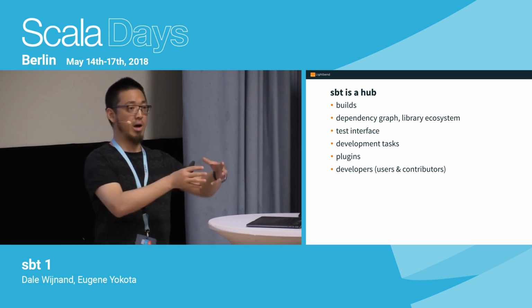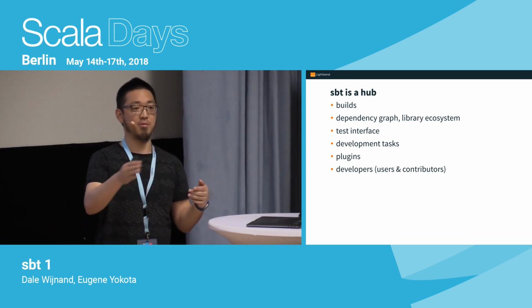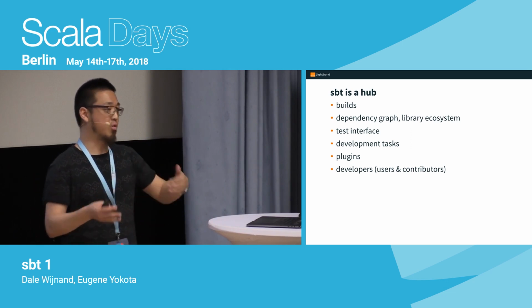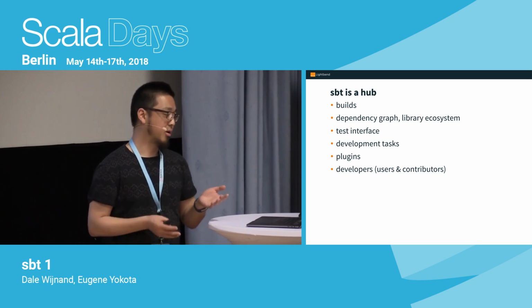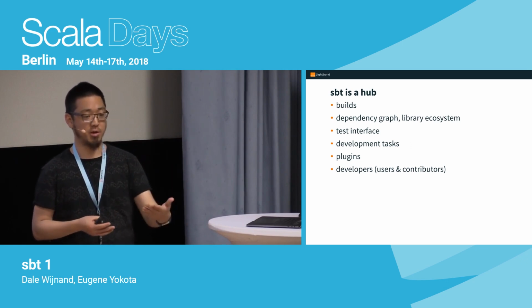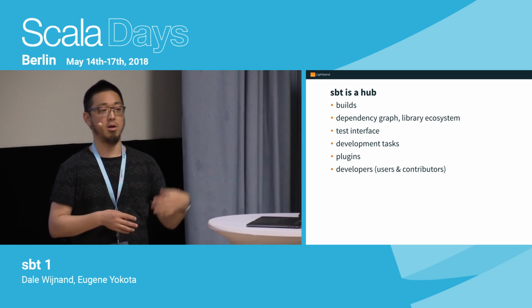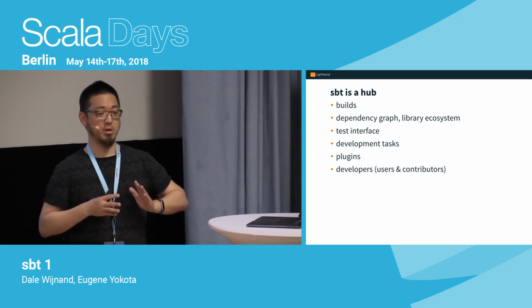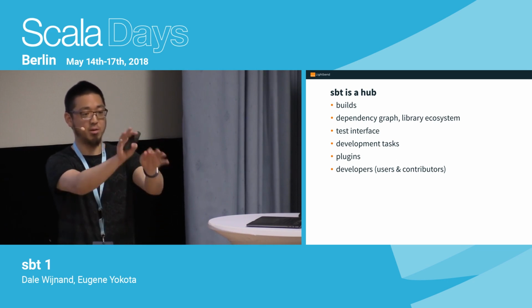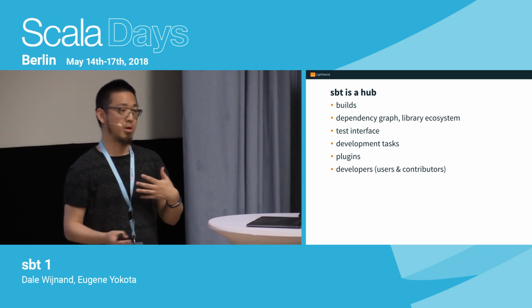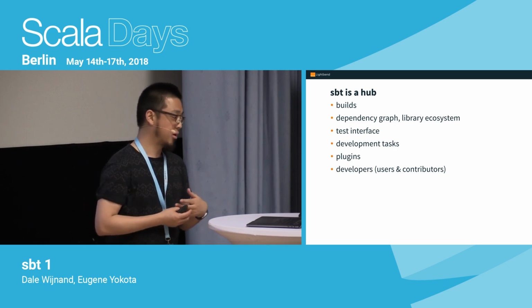Before that existed, different versions of Akka would have different dependencies on Scala, right? So we weren't able to do cross-building. Test interface is another example where SBT created the test interface, so specs and ScalaCheck and ScalaTest can basically use the same interface. So when you type test into SBT, you don't really have to think about different implementations of the test frameworks.